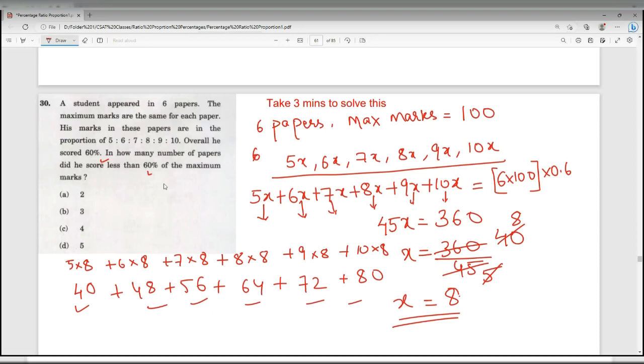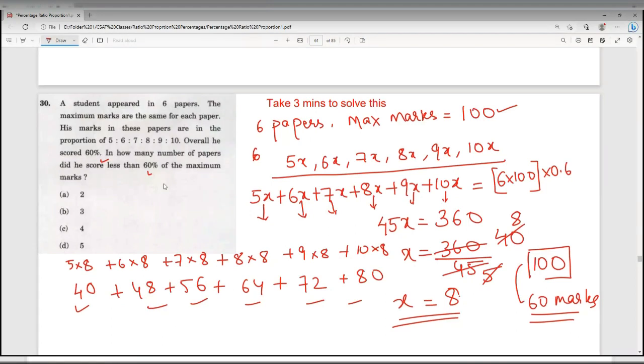And then they are asking in how many papers did he score less than 60% of the maximum marks. Since the maximum marks of each paper is 100, 60% of this is 60 marks. So they are asking in how many papers he has scored less than 60.